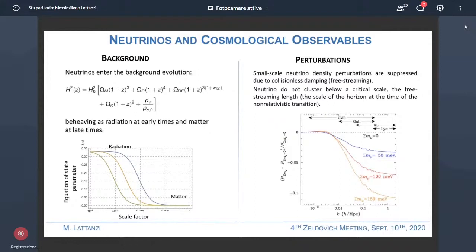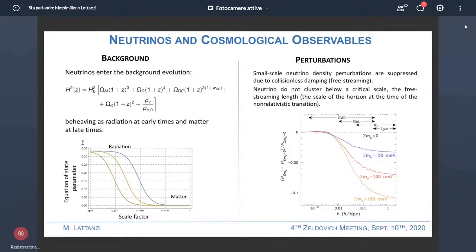And then there is another much more peculiar effect of neutrinos, which is their effect at the perturbation level, that is due to the fact that neutrinos are very light particles. So they have large thermal velocities for most of the history of the universe.